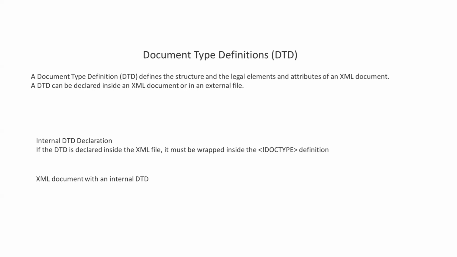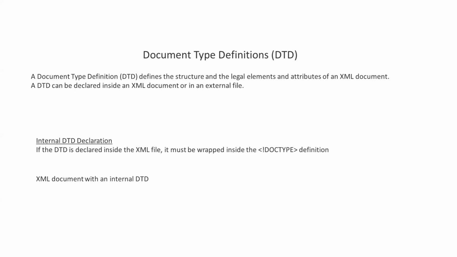When it comes to DTD, it can be declared inside the XML document, which we call internal DTD, or we can write it as a separate external file and link it with the XML document. That is what we call external DTD. So there are two types, either internal DTD or external DTD. We will discuss the syntax for defining both. First let us start with internal DTD.